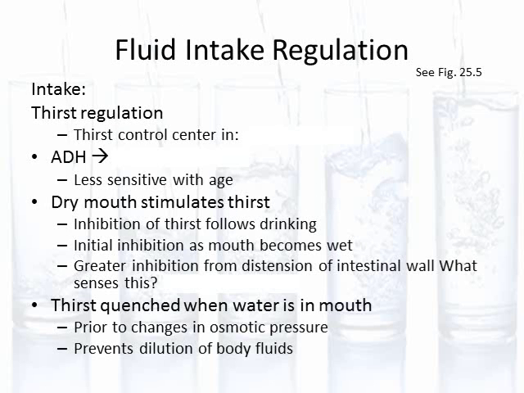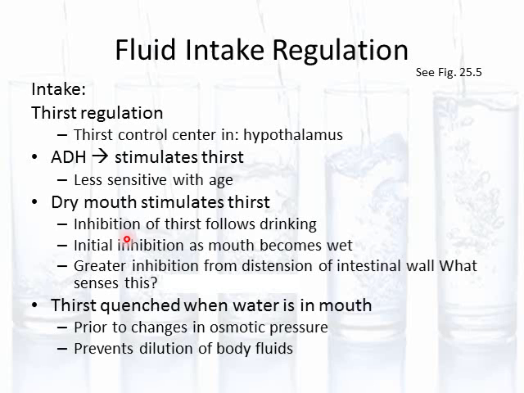So the fluid intake regulation is a little bit different, and this is new to this section. So one is by thirst, obviously. How much we take in is how thirsty we are. And so the thirst control center is found in the hypothalamus in the brain. And so if we have an increase in ADH release, then we get thirsty. That's one of the effects of ADH, is thirst. This becomes less sensitive as we age. Another interesting thing is if our mouth is dry, that also stimulates thirst. And so we actually get some quenching of thirst just when water is in our mouth.